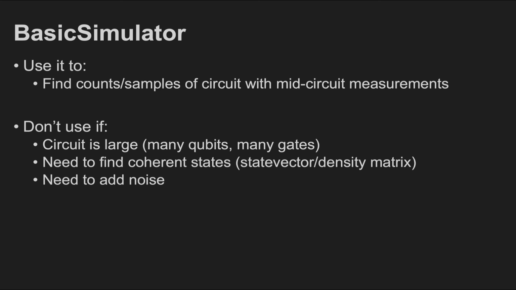Also, if we need to find, let's say, the coherent state at the output of the circuit, we can't do it with the basic simulator. What I mean by this is that we can extract the results stored in the classical registers, like the number of counts or the samples that we get, but we can't get the state vector even after the measurement has projected that result. Also, if we need to add noise, we can't do it with the basic simulator.